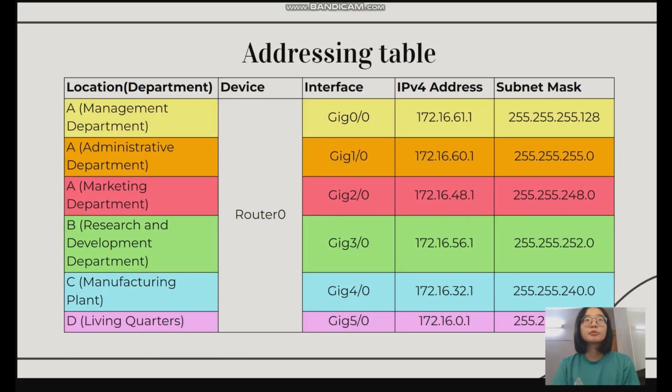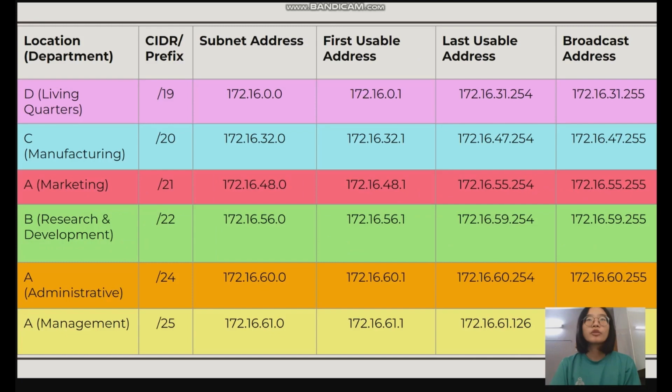Now I'm going to present about the addressing table. We use router 0 as our device for all of the departments, and for location A management department, we use gigabit 0/0 as our interface, and the IPv4 address is taken from the last slide, which is the first usable address from the management department.